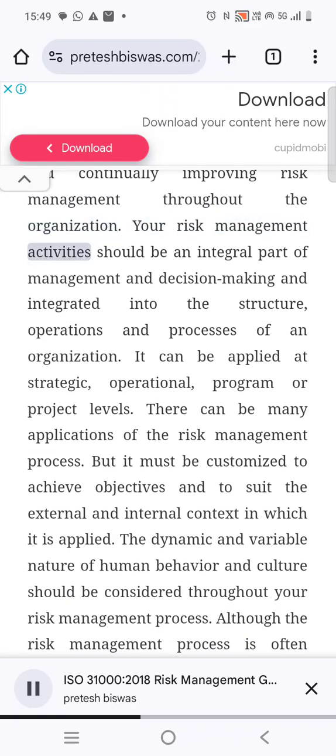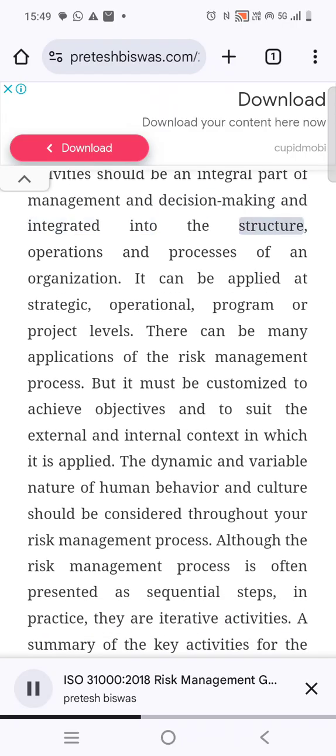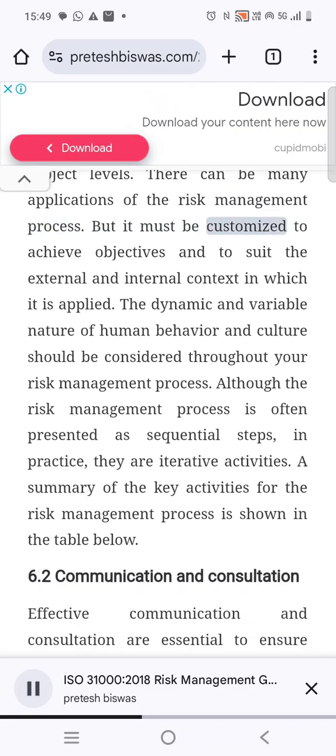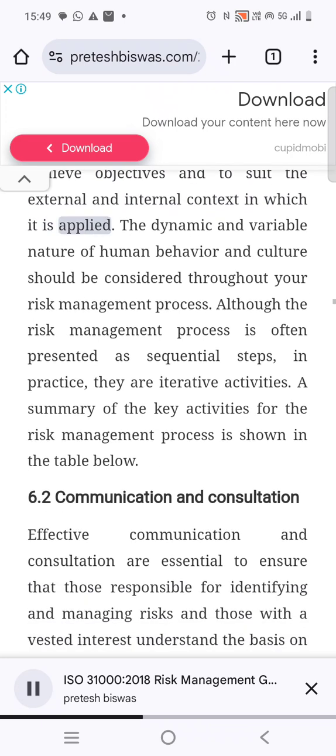Your risk management activities should be an integral part of management and decision making and integrated into the structure, operations and processes of an organization. It can be applied at strategic, operational, program or project levels. There can be many applications of the risk management process, but it must be customized to achieve objectives and to suit the external and internal context in which it is applied.